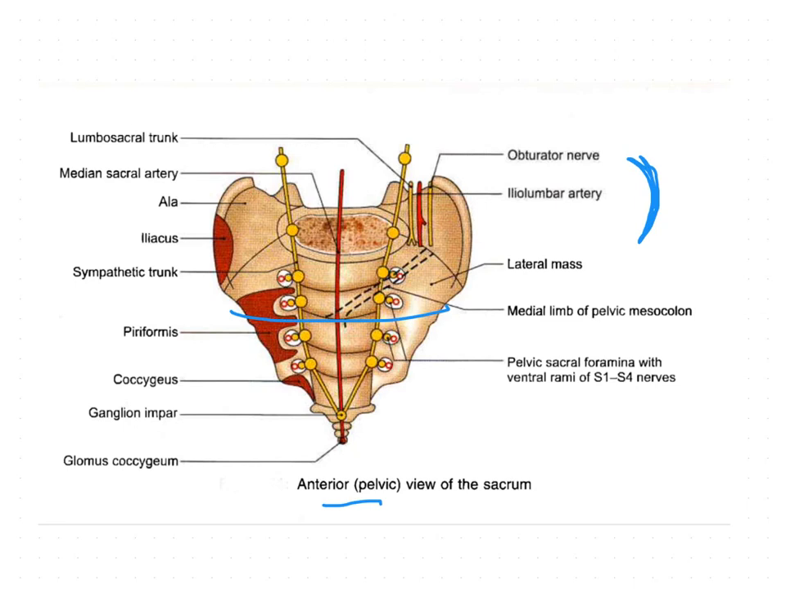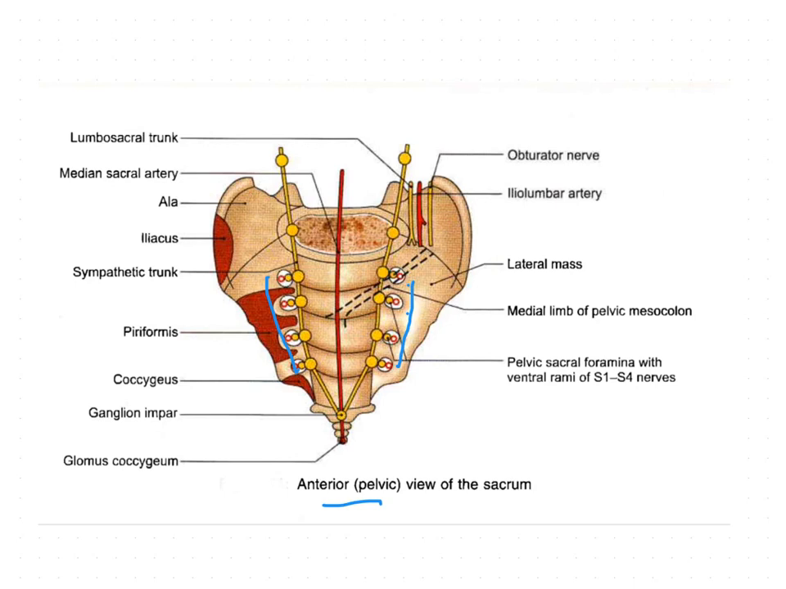Okay, and it has 4 pairs of pelvic sacral foramina. So here you can see the pelvic foramina on either side, which communicate through the intervertebral foramen with the sacral canal. Actually, the sacral canal, which is present on the dorsal aspect, is formed by the vertebral foramina of all the sacral vertebrae, and that sacral canal is communicating with the sacral foramen.